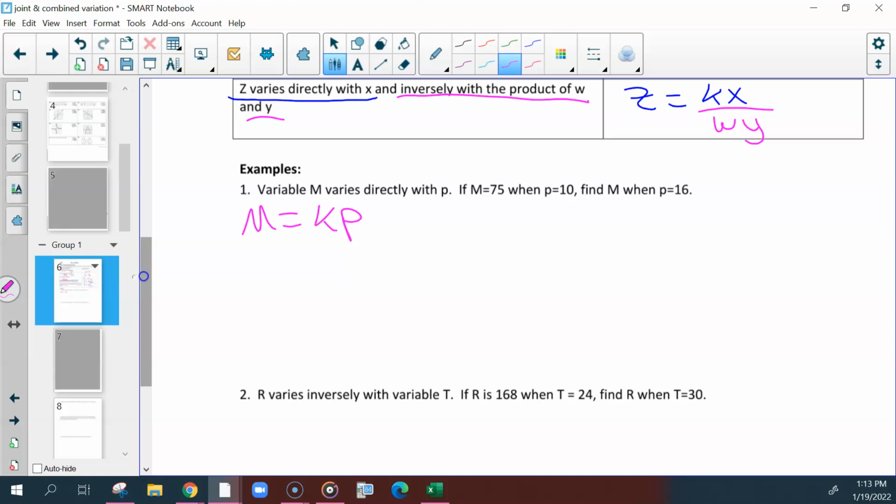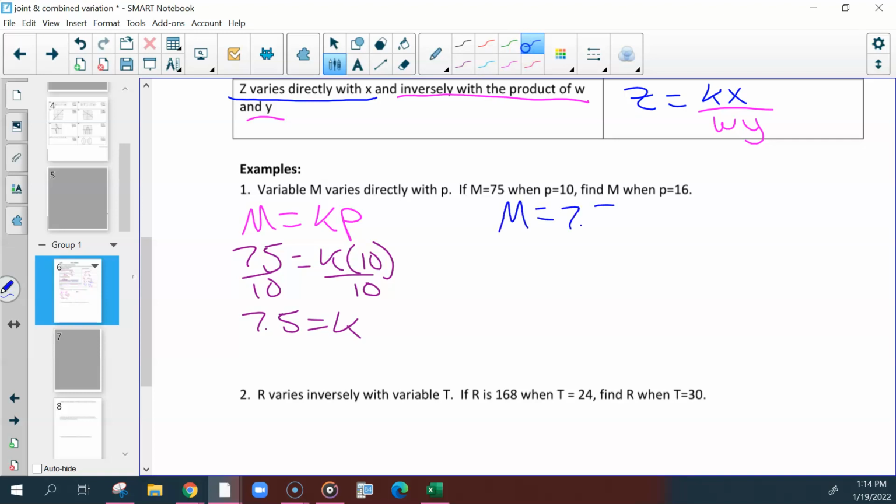So now that we know that, we are given m is 75 and p is 10. So I'm going to put those two in, and we're going to solve for k. Usually we find k and then put it in the equation, that method. This is basically what we're going to do for all of these. Divide both sides by 10. I get 7.5 equals k. So with my k value, my equation is m equals 7.5 p.